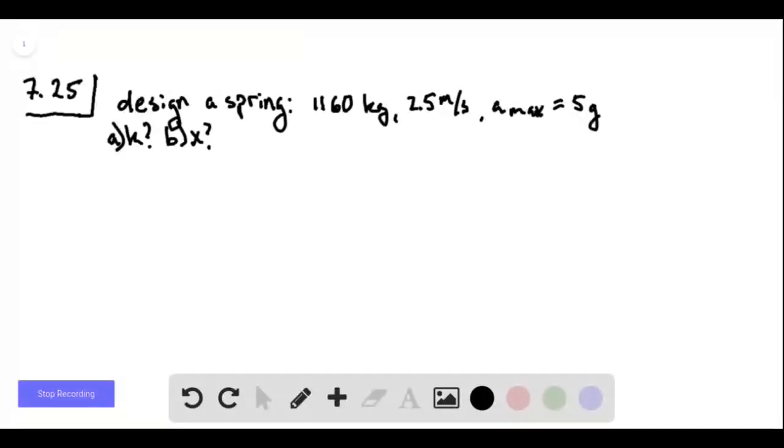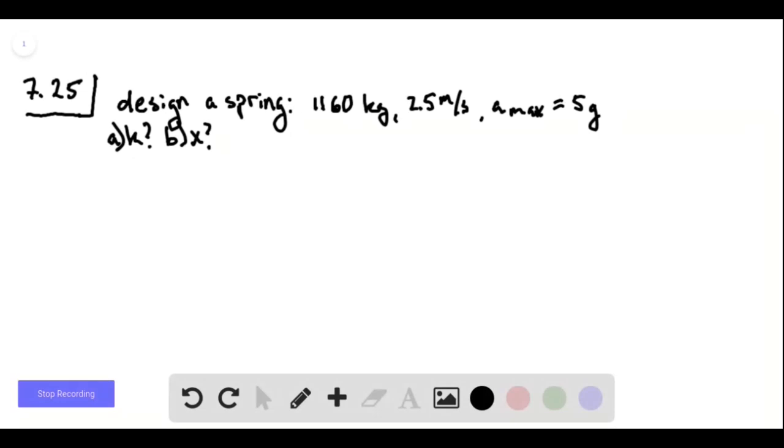Problem 7.25, we've been asked to design a spring to launch a satellite from an orbiting space shuttle. The satellite has a mass of 1,160 kilograms. We want it to be accelerated to a speed of 2.5 meters per second.